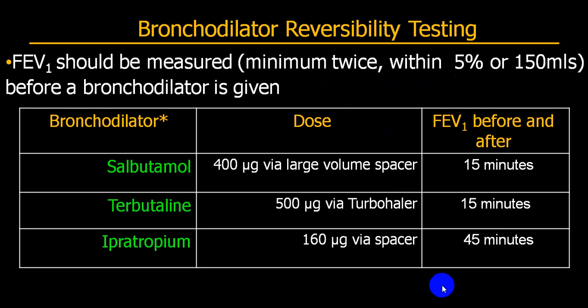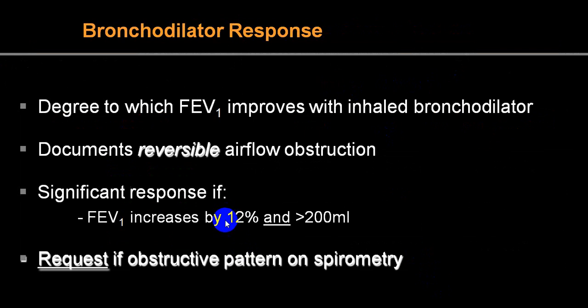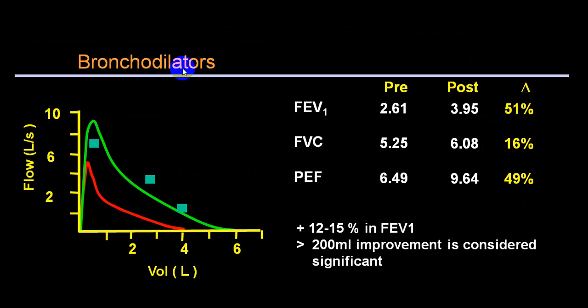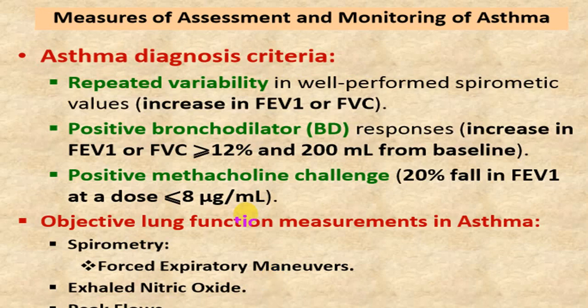So if there is an improvement of more than 12 to 15% in FEV1, or an improvement of 200 ml in flow rate volume, then it is in favor of a reversible condition. Classical example, bronchial asthma.